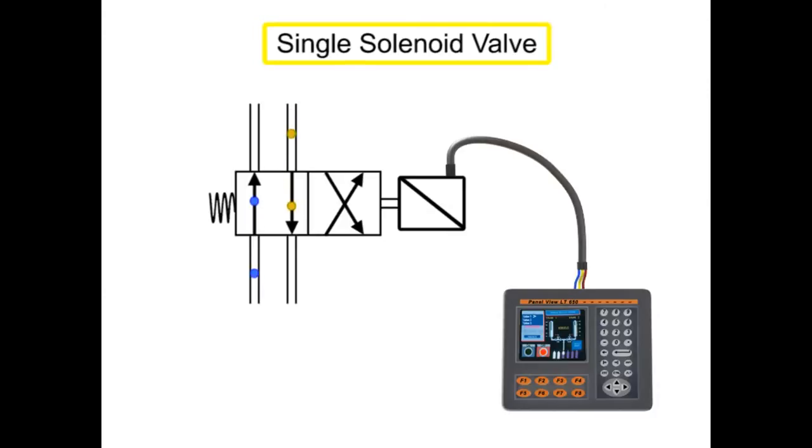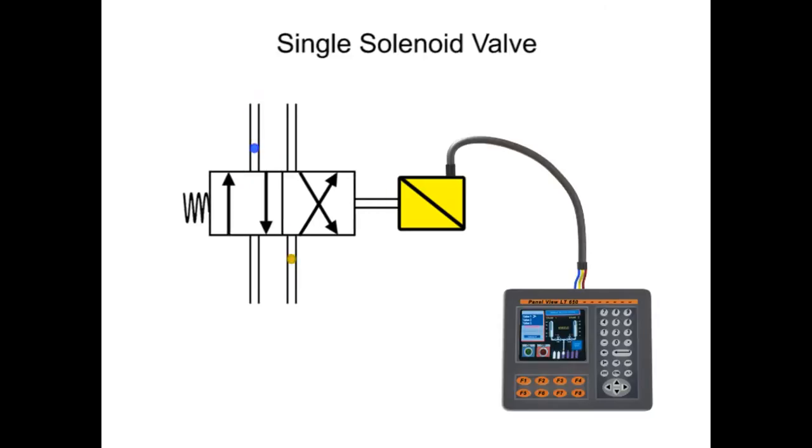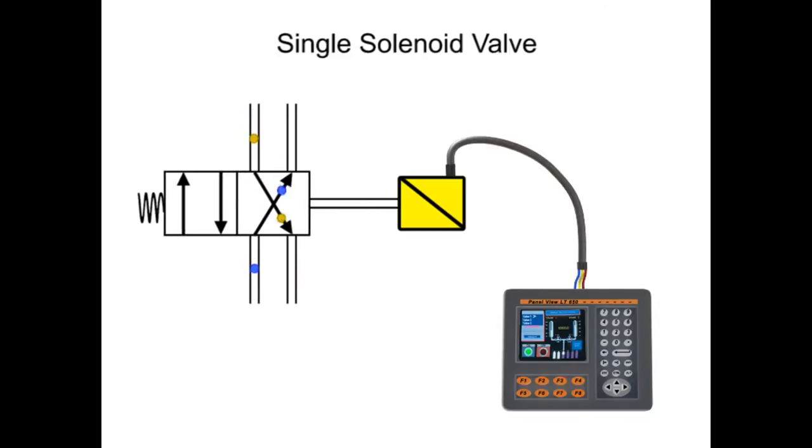A single solenoid valve has one solenoid to assist in valve operation. The valve spool shifts when the solenoid receives an electrical signal and is energized. The valve will remain shifted as long as electrical current is applied to the solenoid.